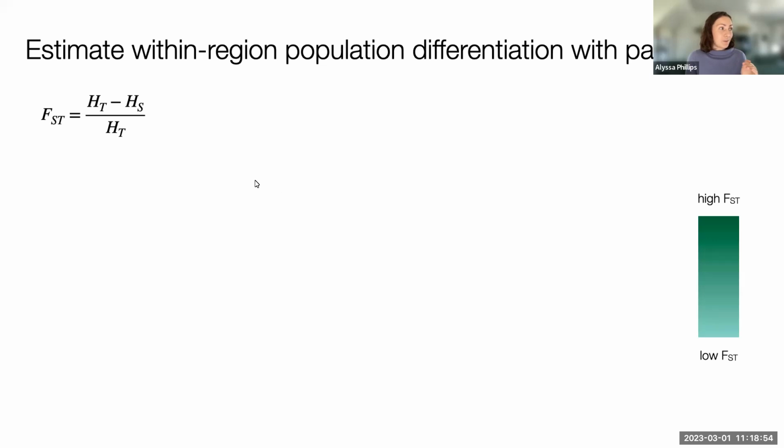Briefly, for folks that aren't familiar with FST, it's looking at the proportion of heterozygosity that's shared between 2 groups. So if you have a higher FST, more heterozygosity is within population, so is not shared by individuals, versus a lower FST suggests more shared heterozygosity and more relatedness between the 2 groups. So a lower FST is more closely related.